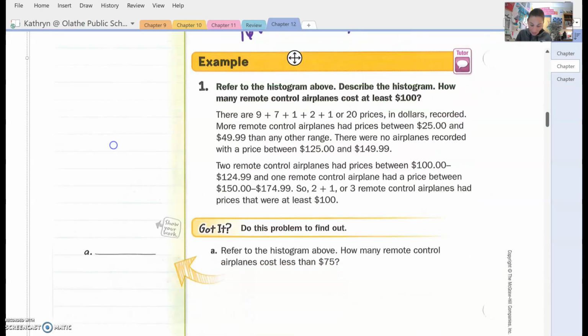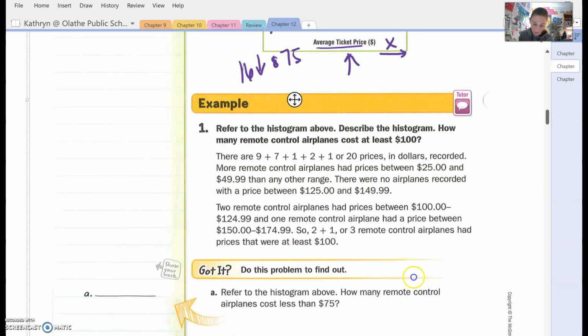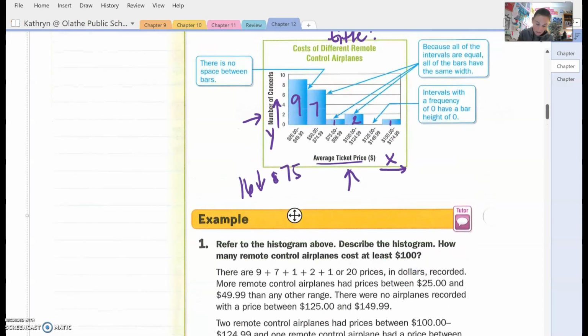Okay? All right. So let's take a look at this question. It says, refer to the histogram above. How many remote control airplanes cost less than $75? Okay. So up here, we're talking about the cost. Well, look at this. The cost of different remote control planes, the number of concerts. So this should actually be not that.